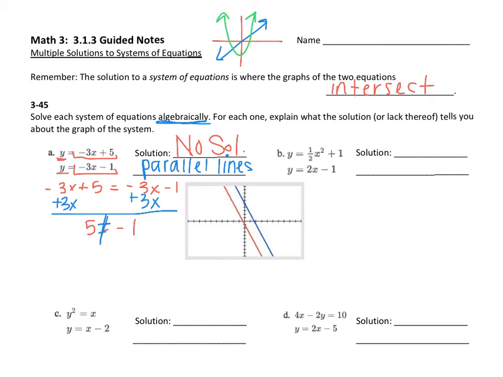So again, I know that we can look at this graph and tell that there is no solution to the system, but we want to move away from that and be able to show or prove it with algebra, which is what we did here.